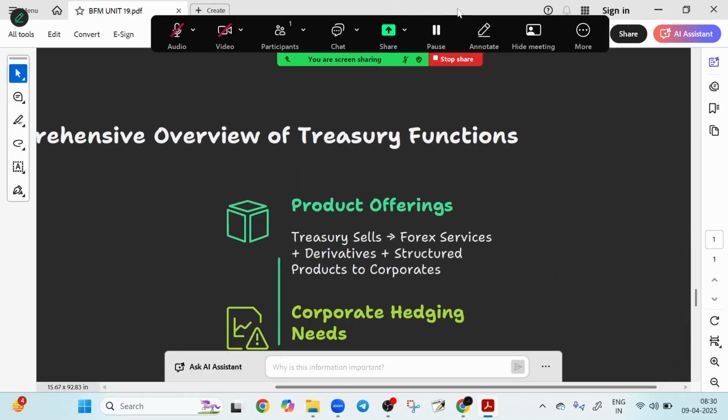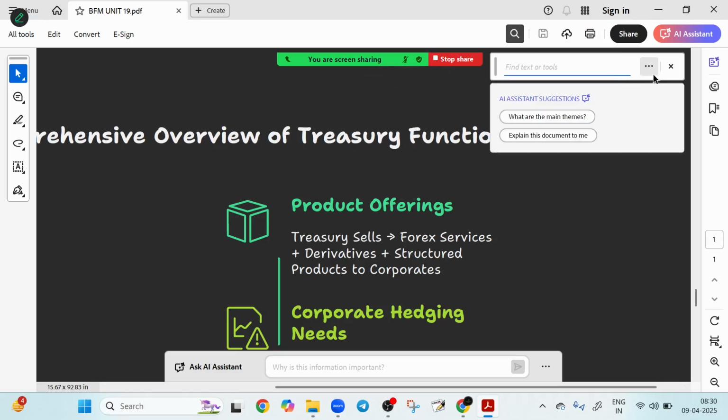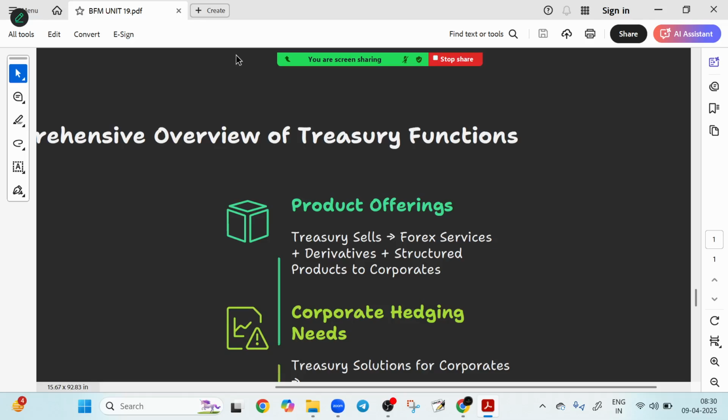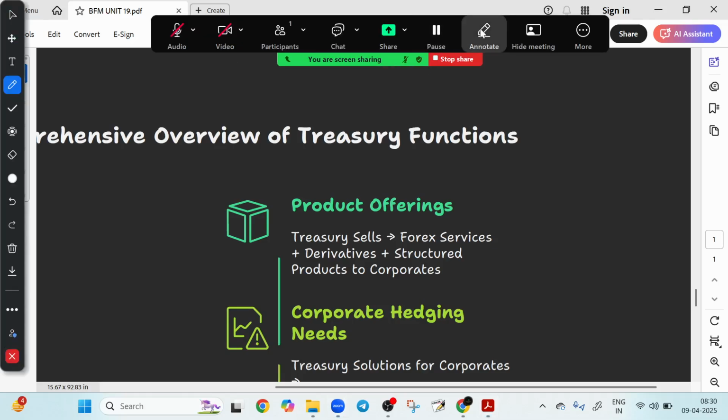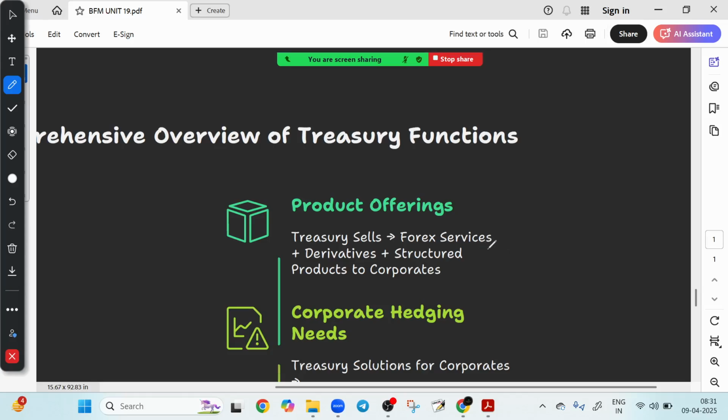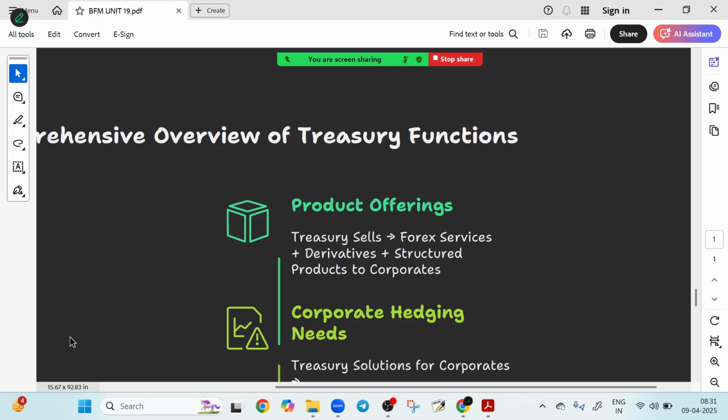First of all, the thing is product offering. What does it mean? Whenever I say product offering, it means that treasury acts like a product house, right? So what is the meaning of product house? They sell forex services, they sell derivatives, they sell structured products, right? Especially designed to meet the needs of corporate clients. So they sell all these to meet the needs of the corporate client, right? That is called product offering. It is where customization meets financial expertise.